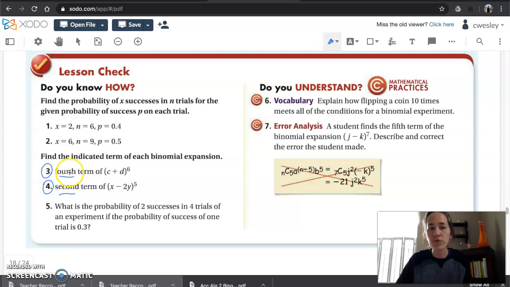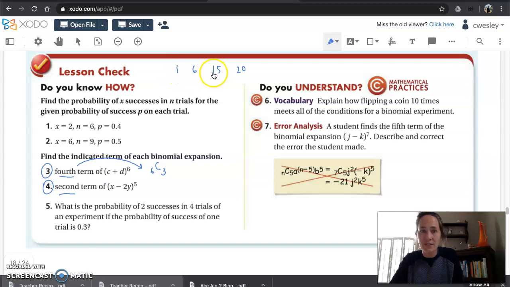Can we find the fourth term if we were expanding c plus d to the sixth? The fourth term, according to the binomial theorem, should have the first coefficient 6C, and then afterwards we'll say 3, right? If you're counting into the fourth term, I go to that row of Pascal's triangle. It's a 1, 6, I think 15, 20. So first term is 6C0, 6C1, 6C2, 6C3 goes there. So 1 less than 4.